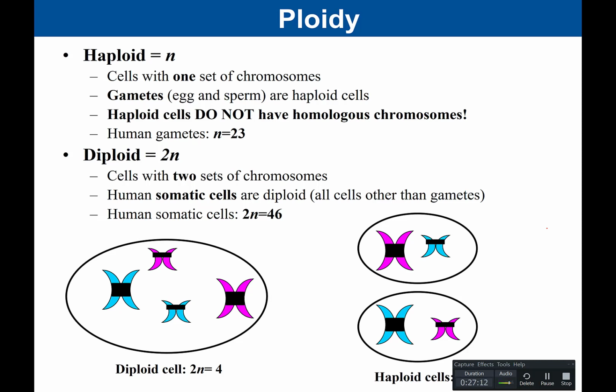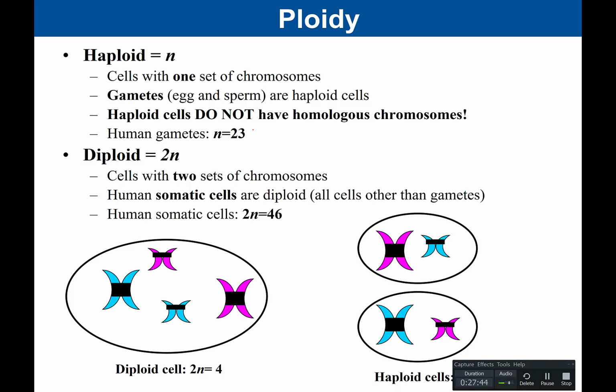What cells would be haploid? Well, gametes. Egg and sperm are haploid. They have half their chromosome number because during fertilization, when you put those two back together, it's going to restore the number of chromosomes. So if we talk about a human gamete, for example, N equals 23. That gamete would have 23 chromosomes because it doesn't have both the ones from mom and dad.